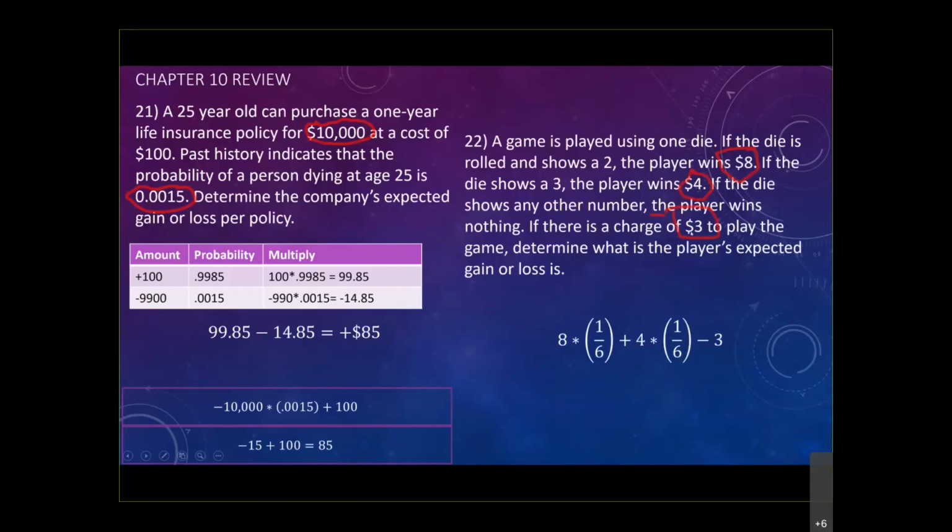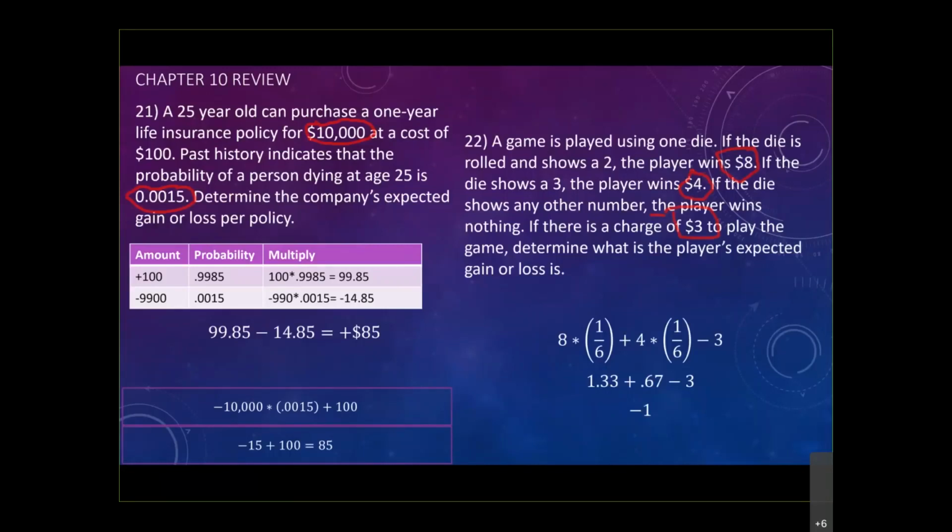Well, we don't care about the probability of losing. They give us the probability of winning. We put in the probability of winning, and we subtract what we lost, right? In this case, if you take 8 times 1/6, you get 1.333333. And if you take 4 times 1/6, you get 0.67. Once you add these together, 1.33 plus 0.67 gives you 2. And 2 minus 3 gives you negative 1. So the player is expected to lose $1 every time they play.